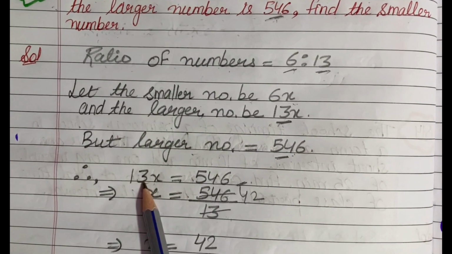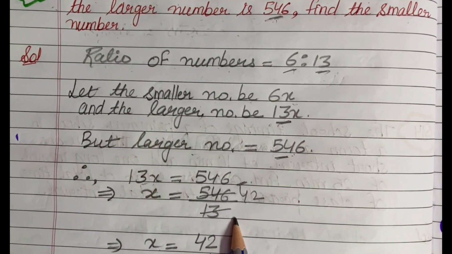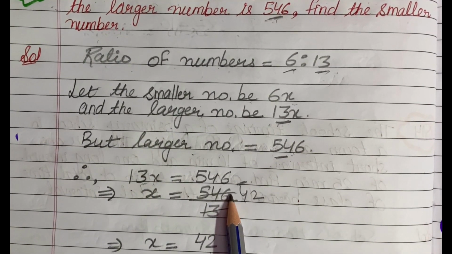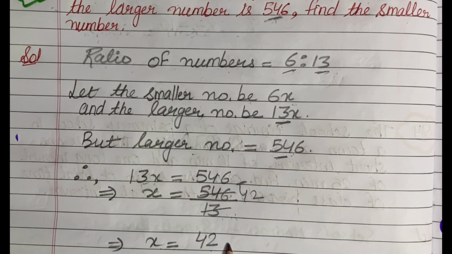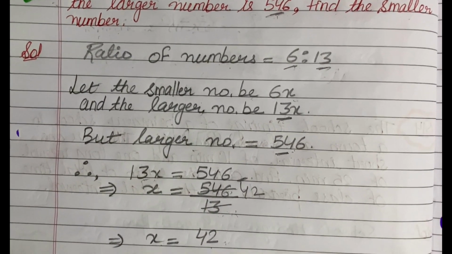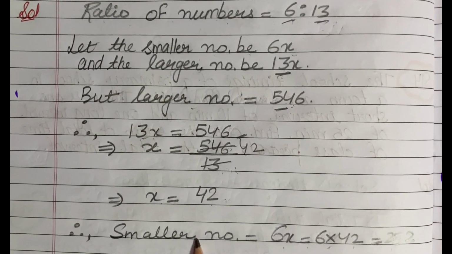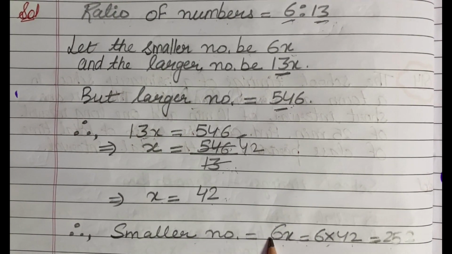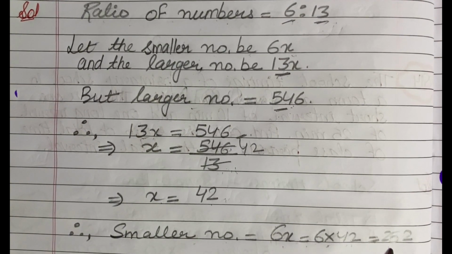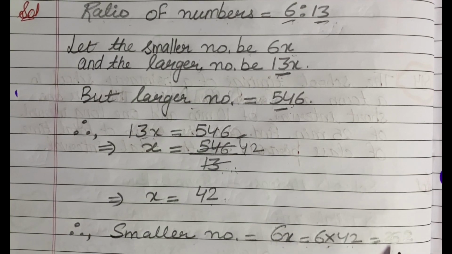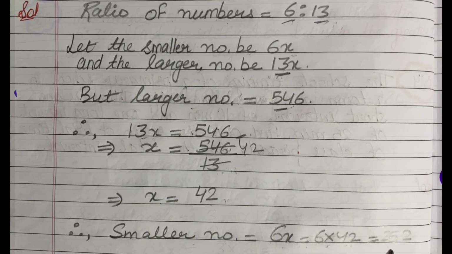Now 13 is multiplying here, on shifting it will divide. And on dividing 546 by 13, we will get x as 42. So students, what will be the smaller number? Smaller number is 6x. So this means 6 will be multiplied by 42, and on multiplying we will get 252 as an answer. Hopefully it is clear to you.